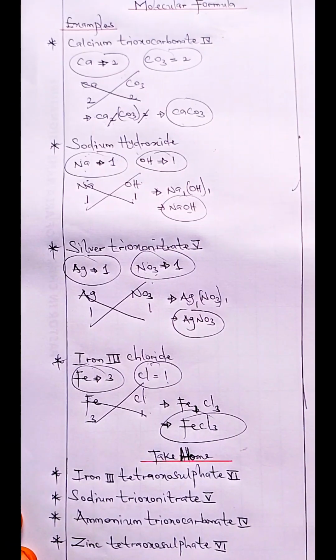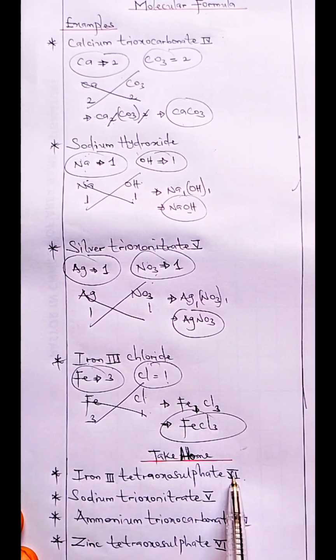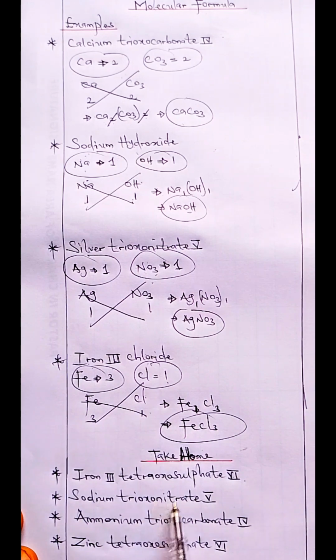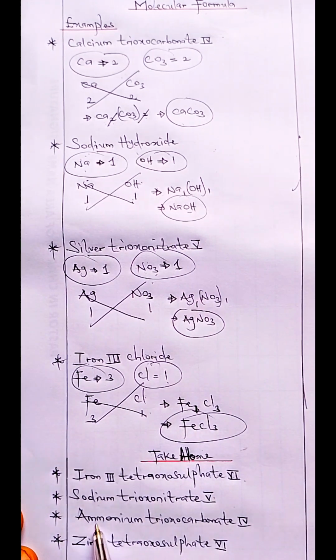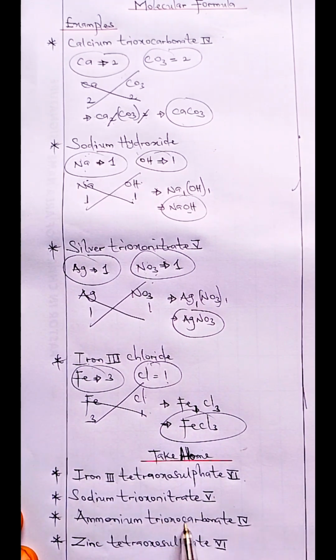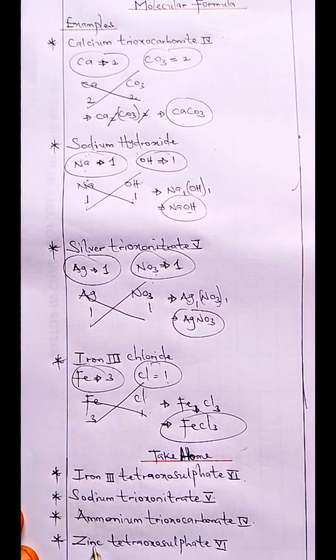Okay guys, at this point in time, it's time we got ourselves tested to see how much we've got from today's exposition. So here we have a couple of take-home questions. You're going to write me the molecular formula for these compounds. The first is iron 3 tetraoxosulfate 6. The next is sodium trioxynitrate 5. After that, the third one, ammonium trioxycarbonate 4. And the very last one, zinc tetraoxosulfate 6.